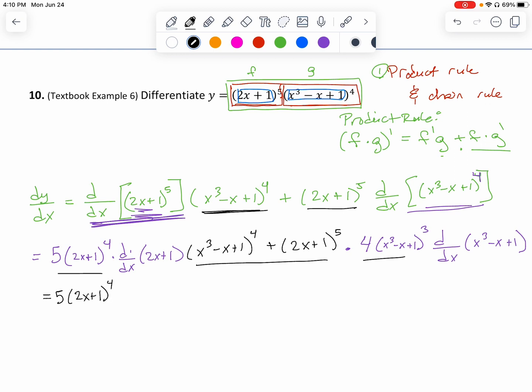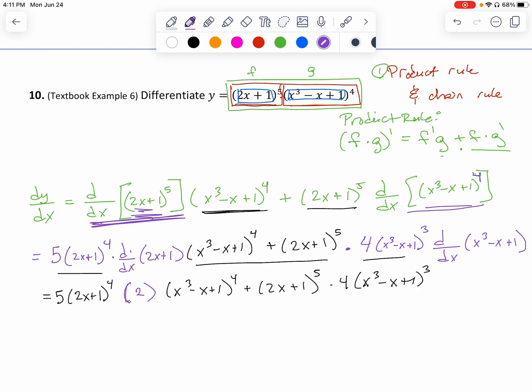And once I see a ddx, I'm like, oh, I got some calculus to do, so I got to take the derivative of 2x plus 1. Well, that's 2. And then this part's already done, so I can just copy it down. This part is, I took the derivative already in the last step, so that one is black now.